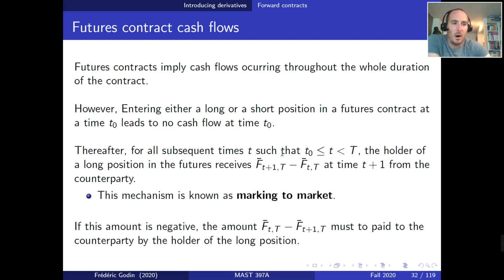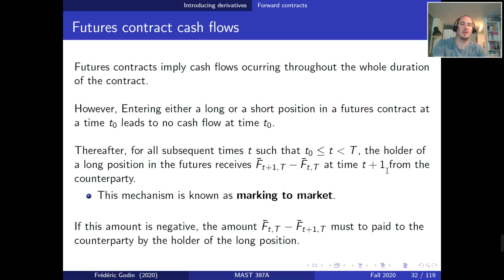So how are the cash flows determined for a futures contract? For all subsequent time steps t, which are greater or equal to t0 but smaller than capital T, the holder of a long position in the futures will receive F bar t plus 1 minus F bar t at time t plus 1 from the counterparty.